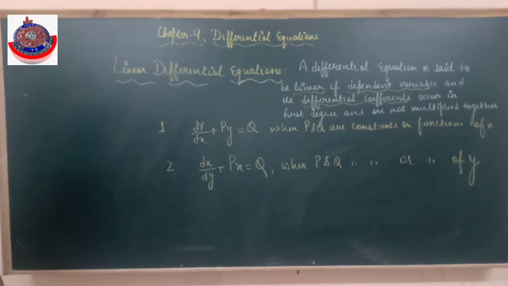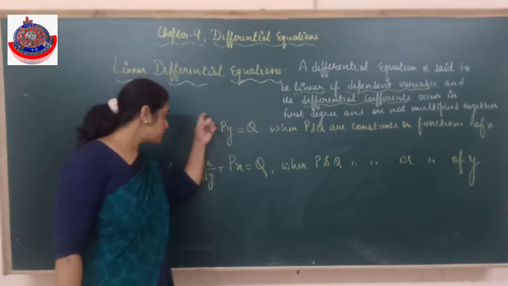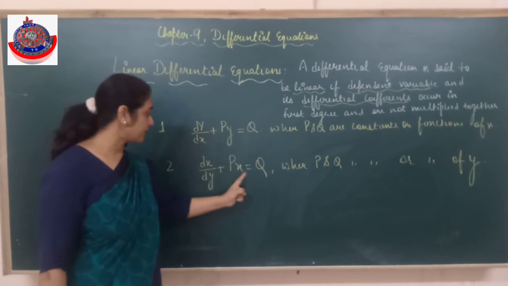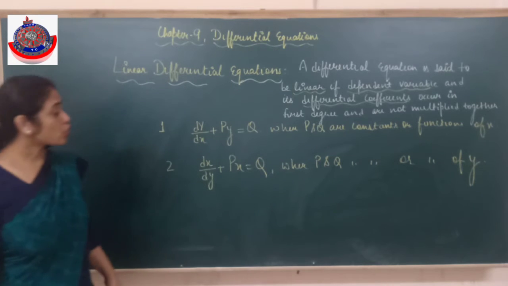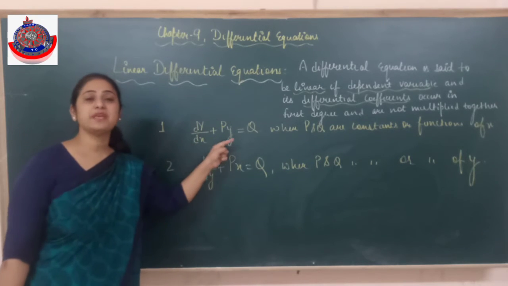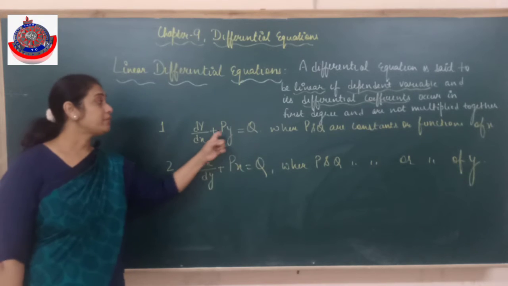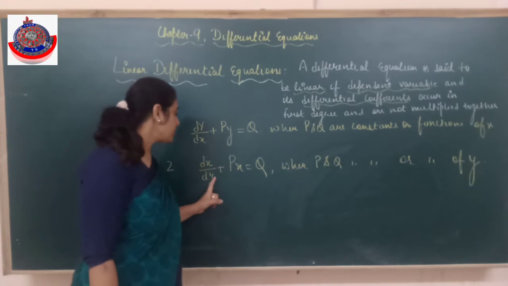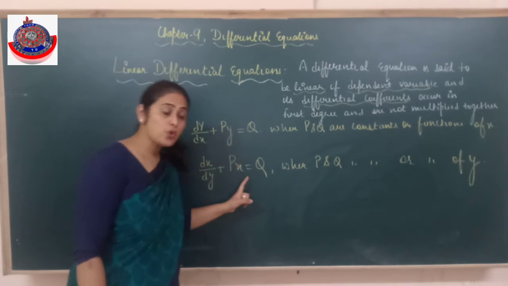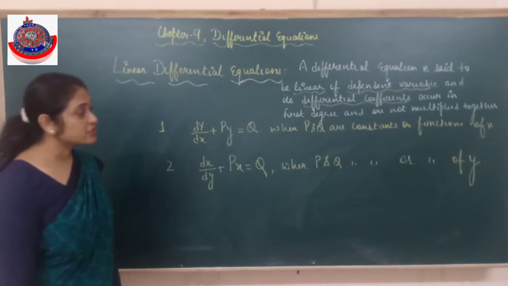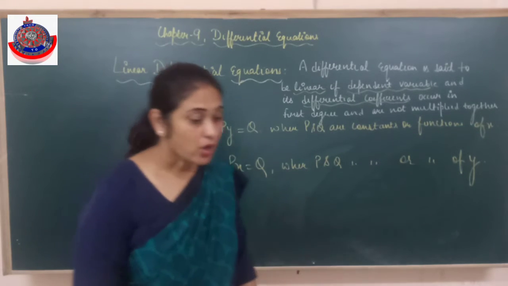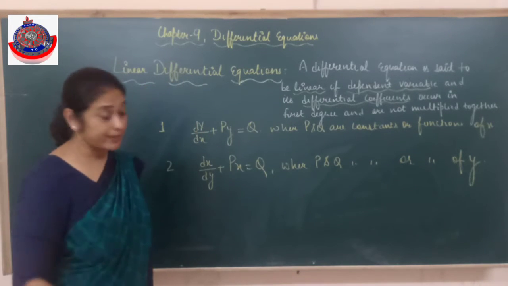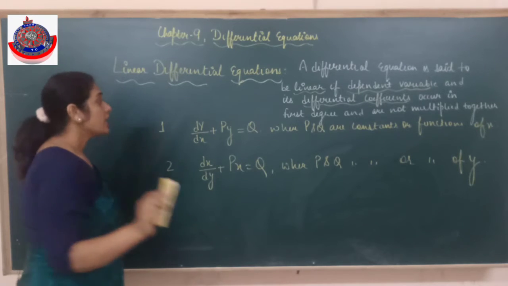So what is a linear differential equation? Where the differential coefficient and dependent variable both are in degree 1 and they are not multiplied together. Which are the two forms? dy upon dx plus py equals q, where p and q are either constants or functions of x, and dx upon dy plus px equals q, where p and q are constants or functions of y. Is it clear? Alright, so this was the definition of linear differential equation. Now how are we going to solve it? How to solve the linear differential equations?